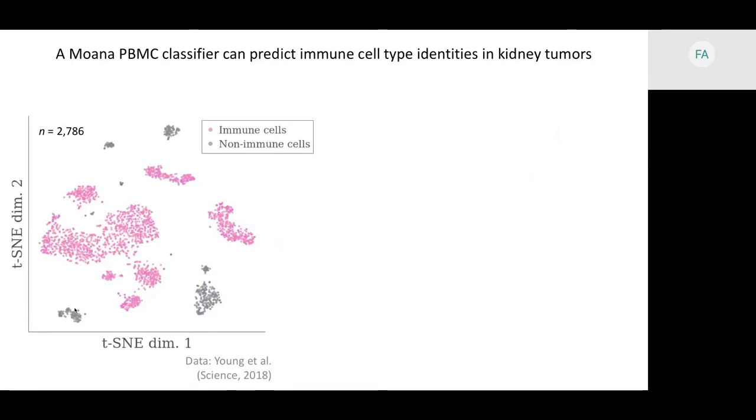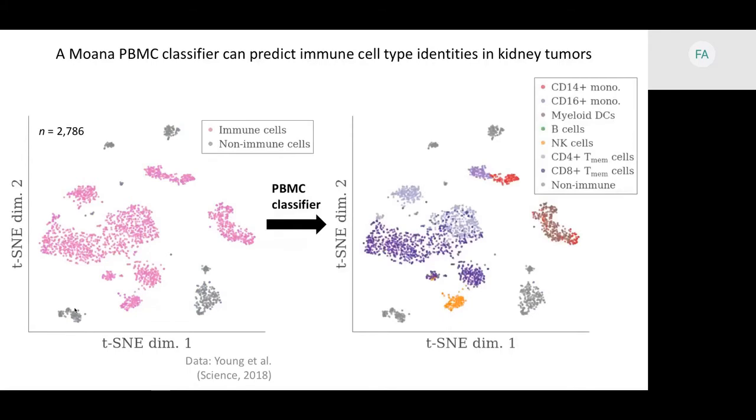And then we wanted to know what would happen if we just put all these cells, all these expression profiles, into our PBMC classifier. And we got some really interesting results where certain cell types were completely absent. For example, there were no naive T cells, which makes sense, I guess. But there were also some interesting results. For example, these cells were classified, half of them as CD14 monocytes, the other half as CD16 monocytes.